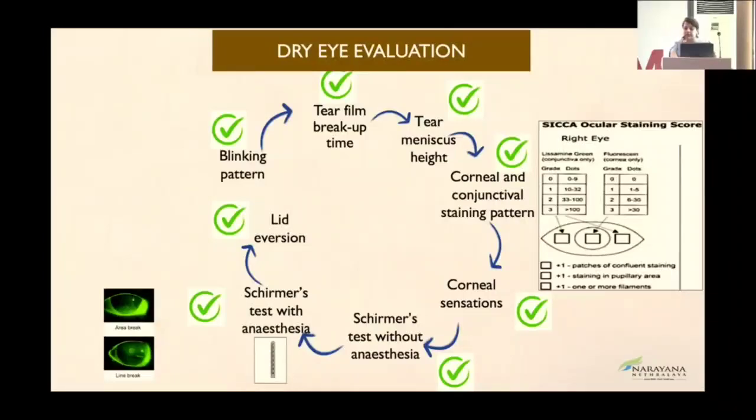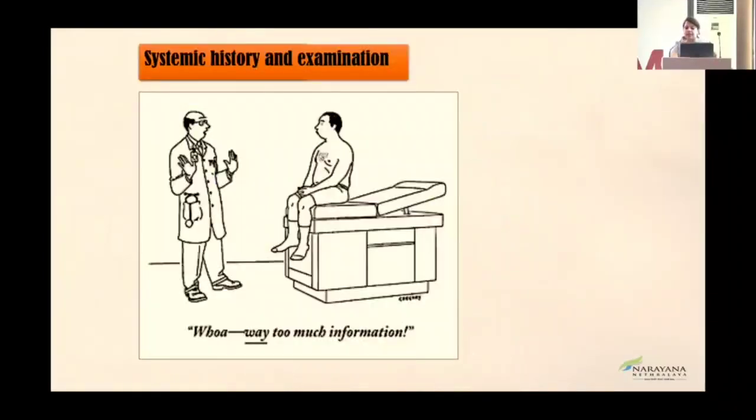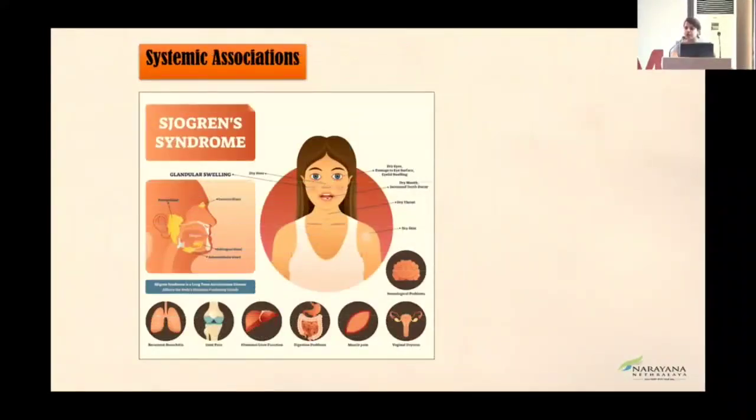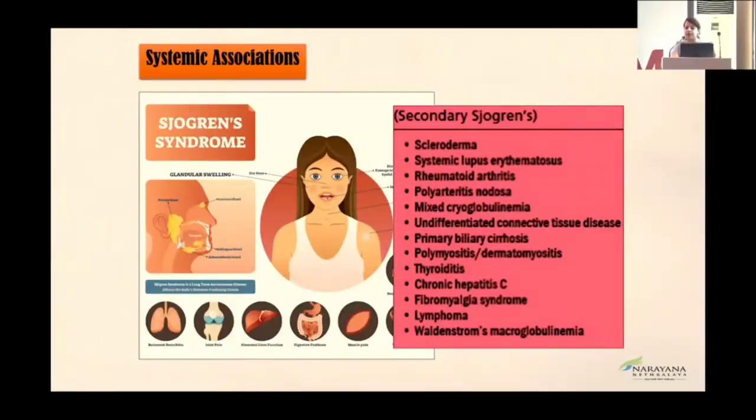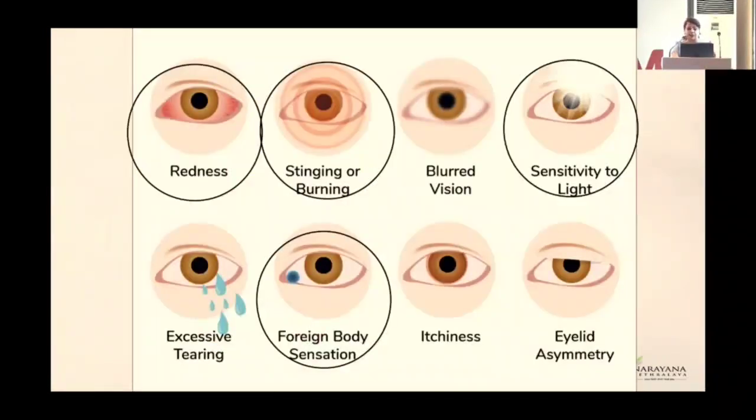Our Schirmer's test is very important. A low Schirmer's is definitive. Even as an ophthalmologist, we need to take some systemic history and examination to check for Sjogren's syndrome, which is pretty common. Secondary Sjogren's we see mostly for rheumatoid arthritis, systemic lupus, scleroderma, and mixed connective tissue disorders.